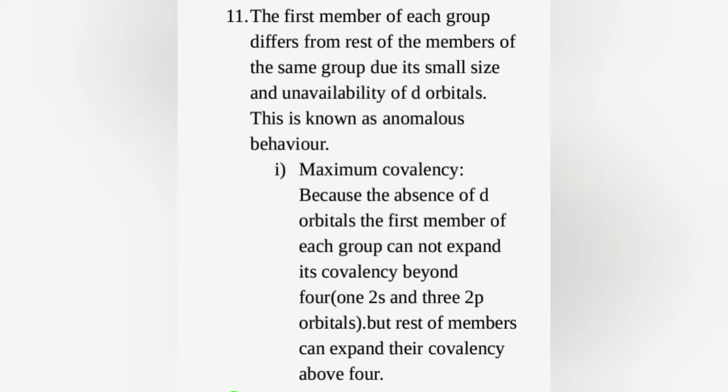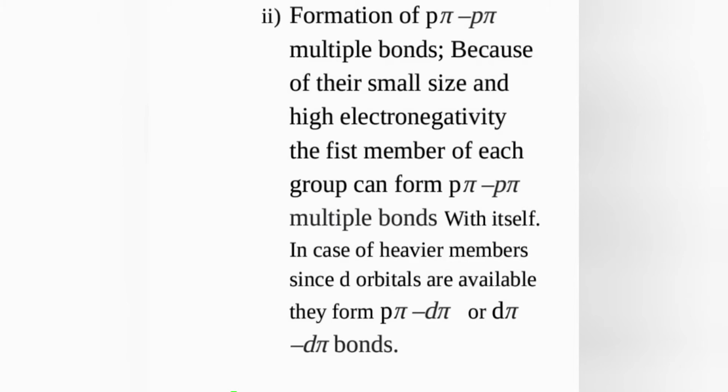What are the different anomalous behaviors? The first is maximum covalency. Because of the absence of d orbitals, the first member of each group cannot expand its covalency beyond 4, that is one s and three 2p orbitals, but the rest of the members can expand their covalency above 4. So the first anomalous behavior is maximum covalency. The covalency of the first member will be 4, but the rest of the members will have more than 4.